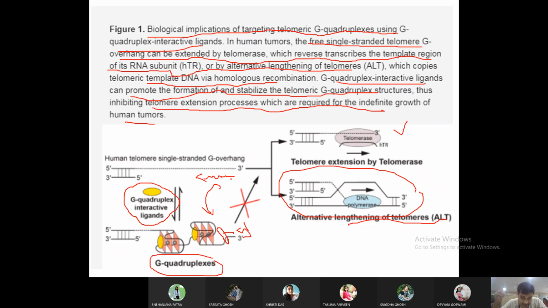And if you can stop telomerase, after a few generations, what is going to happen? The chromosome length will become shorter from both ends, shorter and shorter, and after a few generations, it will be short enough that the chromosome will not be able to serve its purpose, or the cancer cell will be dead. You get the point? It is a little bit complex.